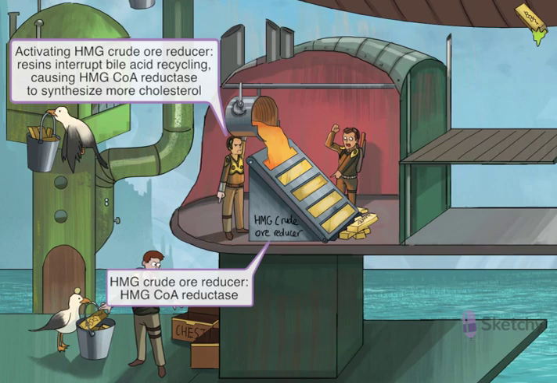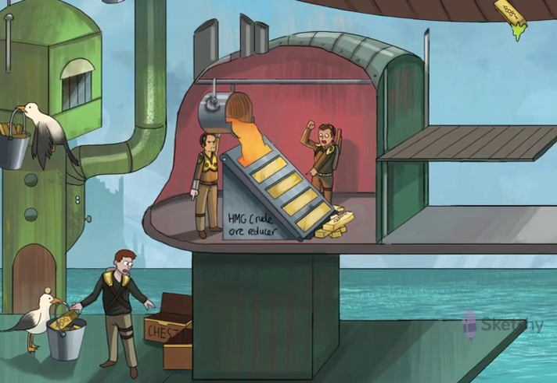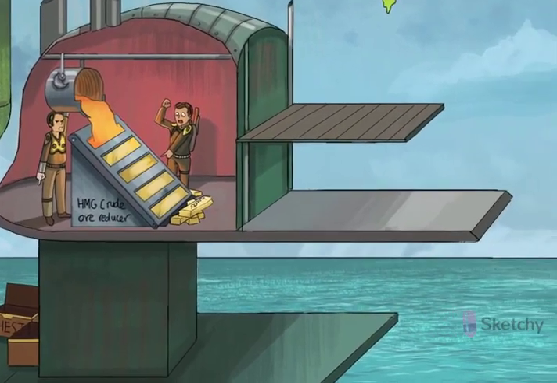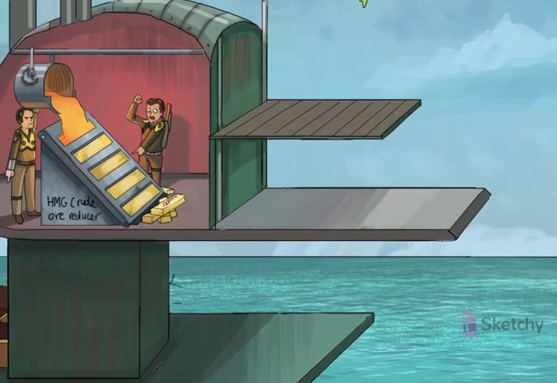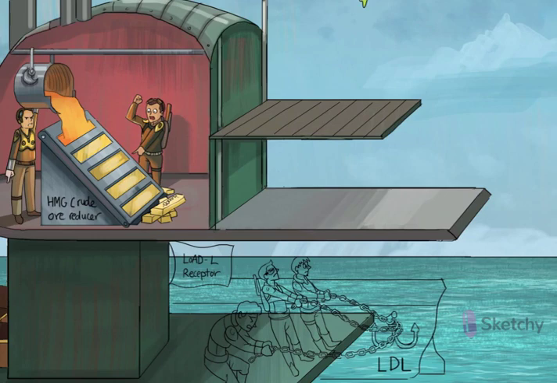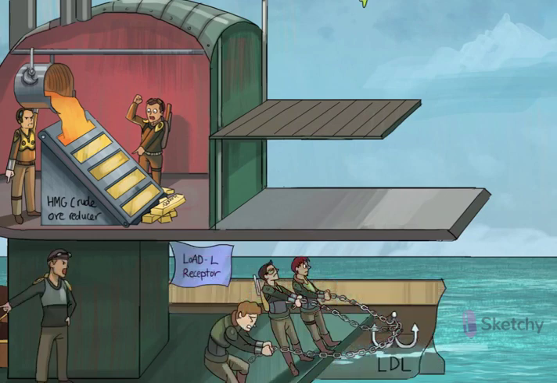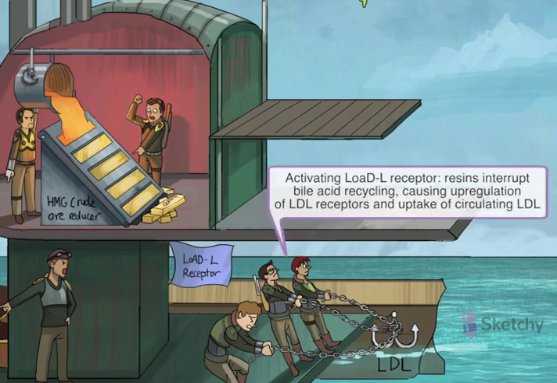Cholesterol that is diverted toward the synthesis of new bile acids. Here's the good news though. Besides ramping up endogenous cholesterol synthesis, the liver also upregulates the number and turnover of LDL receptors. This enhances the clearance of LDLs from the circulation as the liver utilizes the cholesterol on board these LDL vessels for continued bile acid synthesis.